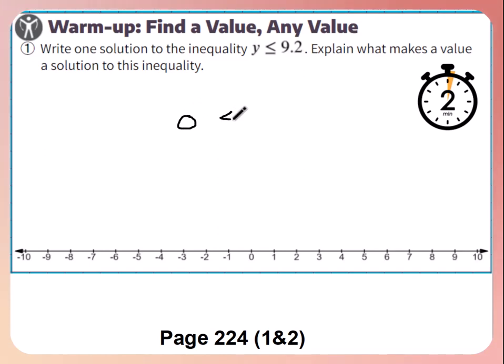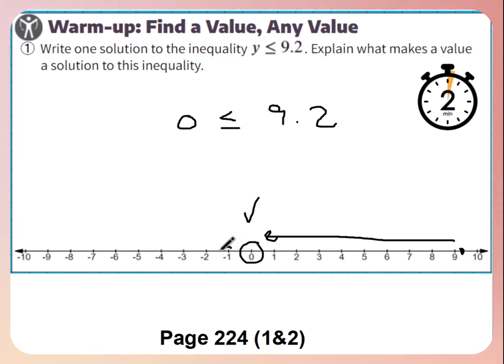Is 0 less than or equal to 9.2? All right, I'm going to find 9.2 on the number line. It's going to be somewhere between 9 and 10. And then here's 0. Here's what I chose. Now 0 is to the left of 9.2, so it is less than. So my example worked, but you could choose any of these numbers.